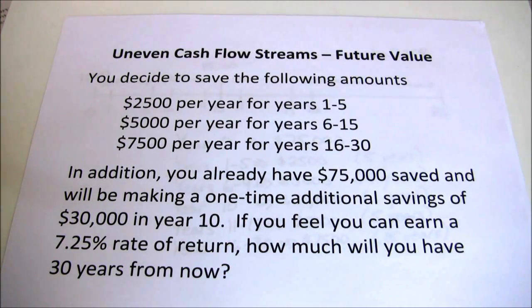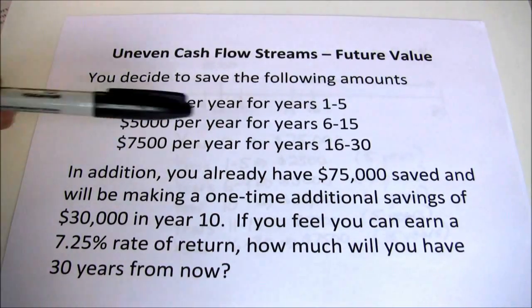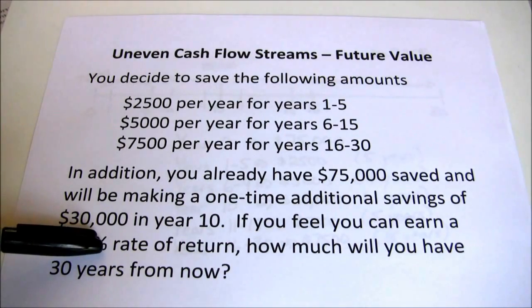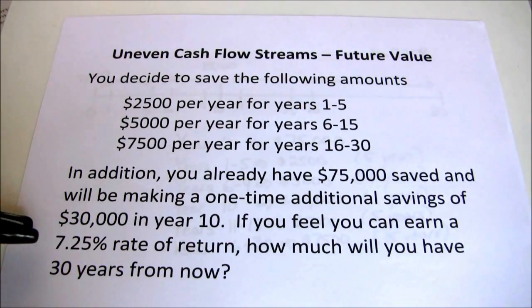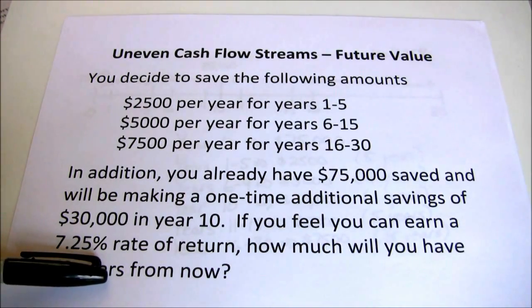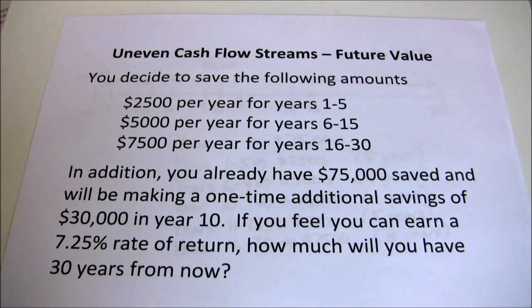Now this is a single additional cash flow. We're not making it every year, but just in addition to these savings, in addition to our $75,000, we're also going to be adding $30,000 at the end of 10 years. We anticipate earning a 7.25% rate of return. So how much are we going to have 30 years from now? What is the future value of this cash flow stream?